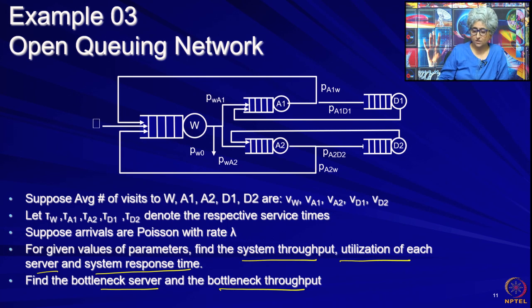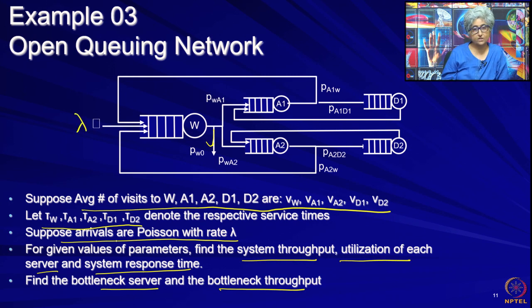And what are the parameters for an open queuing network? Remember, the most important parameter is the average number of visits a request makes to each of these servers, right? Remember that the request flows through the system multiple times before it exits. This is the exit here in this queuing network. So it may visit servers multiple times. So the analysis of an open queuing network depends very much on knowing what these average number of visits are for a request before it completes. And of course, the service times, this is at one visit, how much service does the request need at each of the nodes. Now suppose arrivals are Poisson with rate lambda.